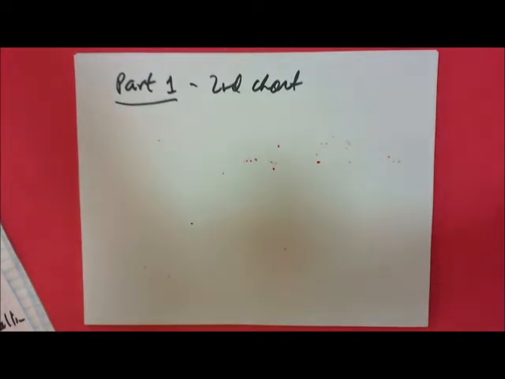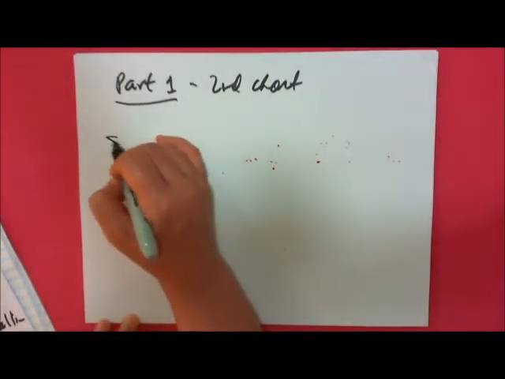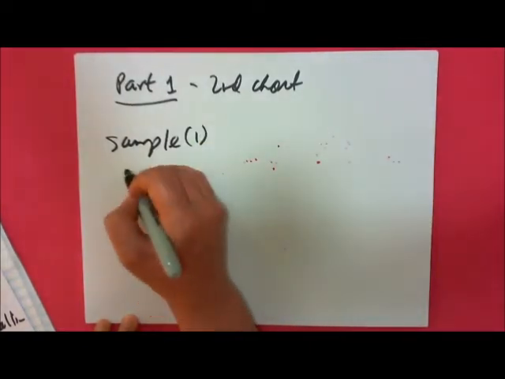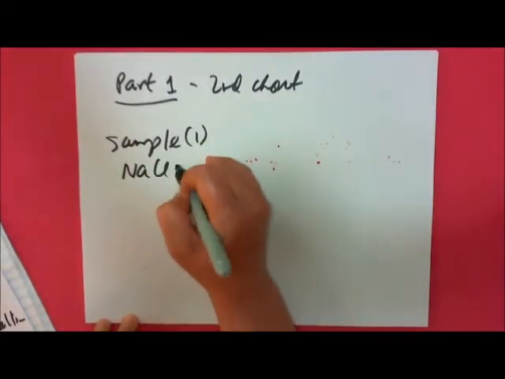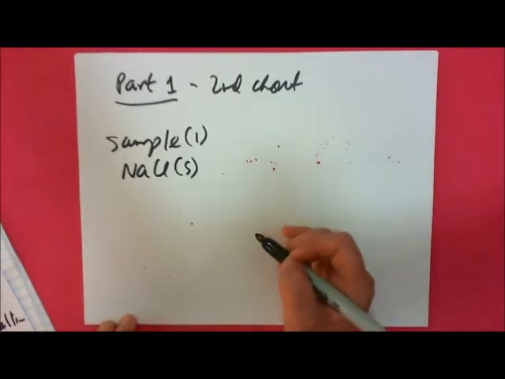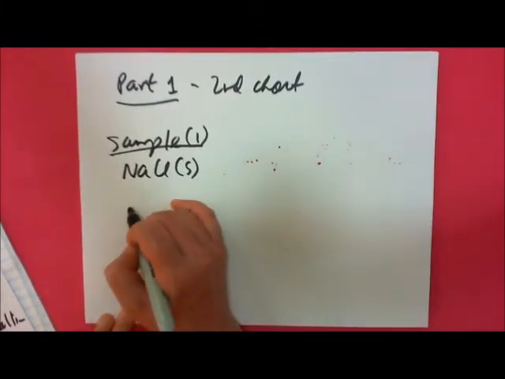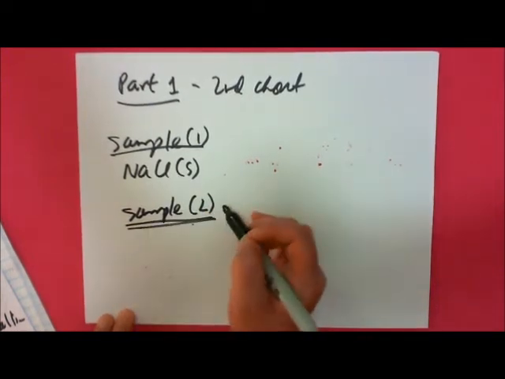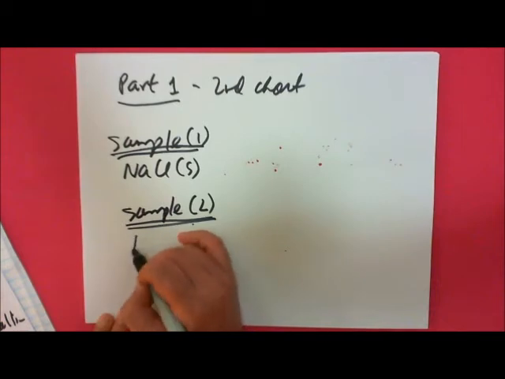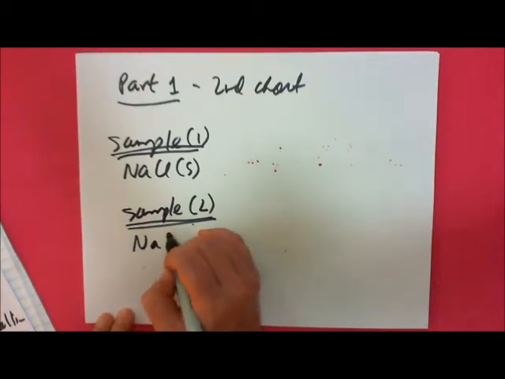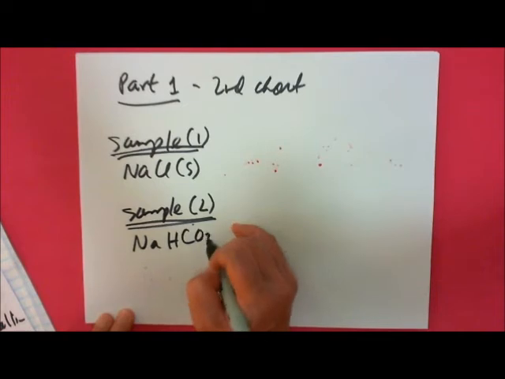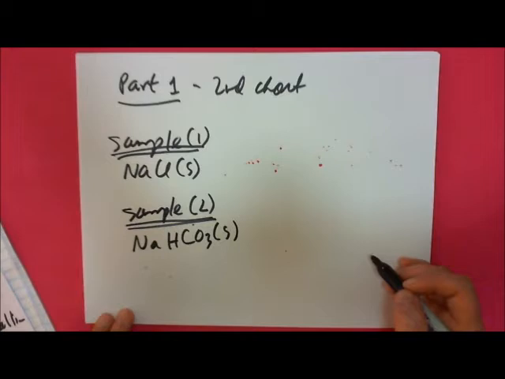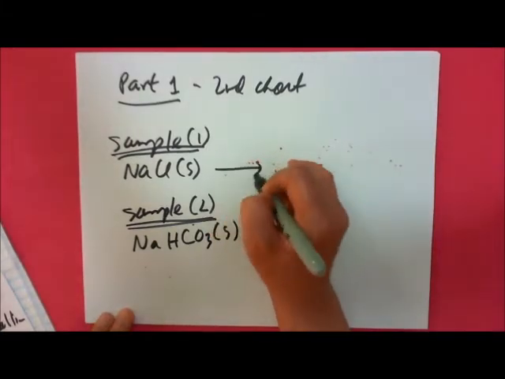So you're going to have sample 1 and you're going to have sample 2. If all went well and you got what you should have gotten, sample 1 should be solid sodium chloride. Your sample 2 is going to be the sodium bicarbonate, that same sodium bicarbonate that you got from the side of the room. Solid sodium bicarbonate. What you're going to do is, to both of them, add hydrochloric acid.